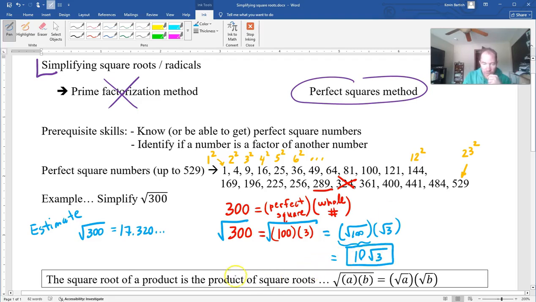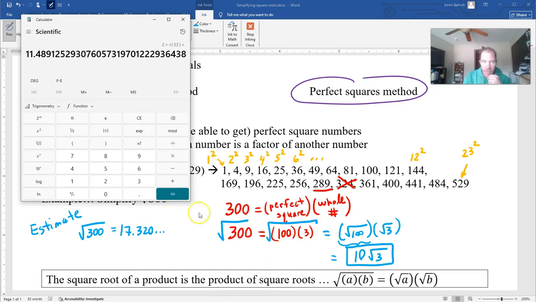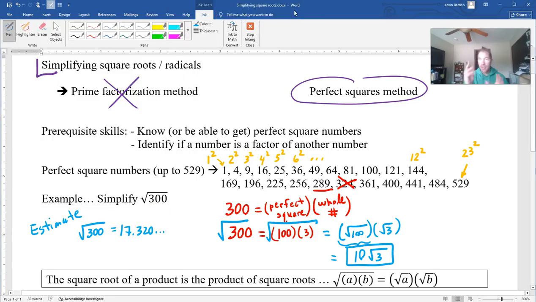And then the only other thing to do, perhaps, is to check if we do an estimate of 10 times the square root of 3, we hope we get the same estimate as the square root of 300. So 10 times 3's square root is equal to 17.320. Hey, looks good.